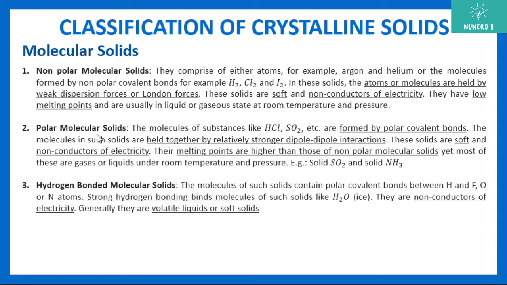The next category is polar molecular solid. The molecules of substances like HCl and SO2 are formed by polar covalent bonds. Now the bond is polar because one of them is more electronegative as compared to the other. For example, in case of HCl, H will get a delta positive charge and Cl will get a delta negative charge. So that's why this behaves as a pole. Therefore, they are held together by relatively strong dipole-dipole interaction. What's a dipole? A positive charge and a negative charge kept in close proximity.